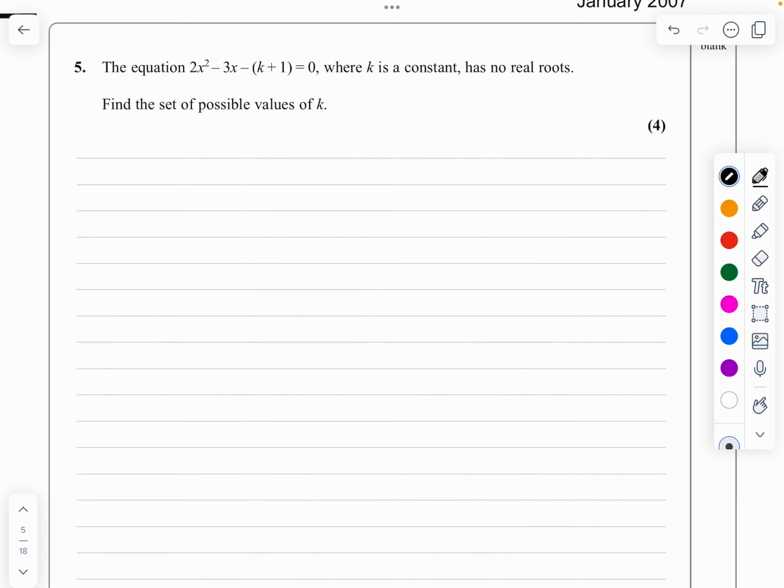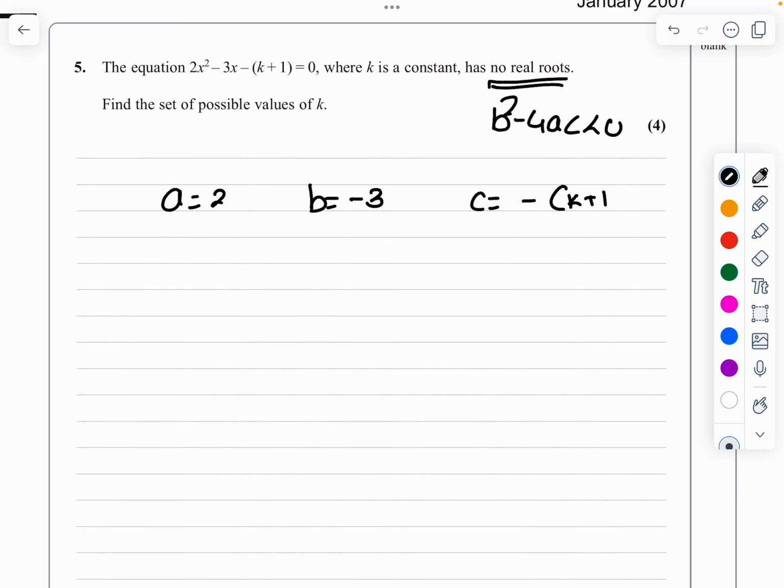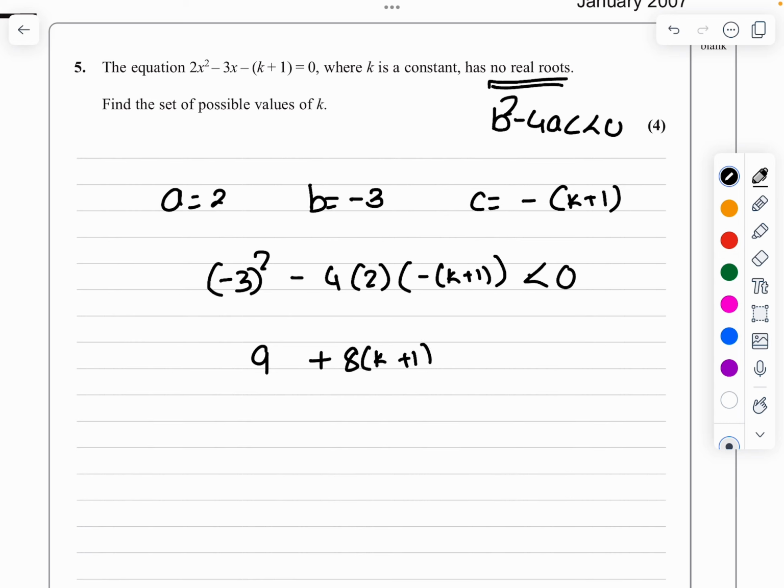Next question has no real roots. Means b squared minus 4ac is less than 0. So a value is 2. b value is negative 3, c value is negative of (k plus 1). So b squared minus 4ac, with minus of (k plus 1), is less than 0. 9 plus 8 times (k plus 1) is less than 0. 9 plus 8k plus 8 is less than 0. 8k plus 17 is less than 0. 8k is less than negative 17. k is less than negative 17 upon 8.